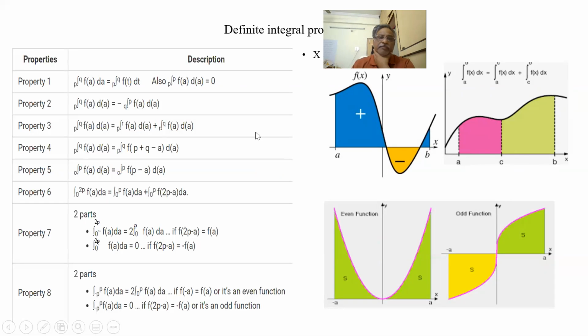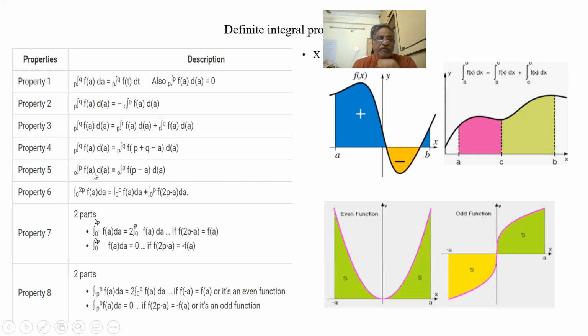Associative property. Okay. Next, integral. This is an important property. Integral from p to q of f(a) dA is equal to integral from p to q of f(p plus q minus a) dA. Both are same. This is also same.